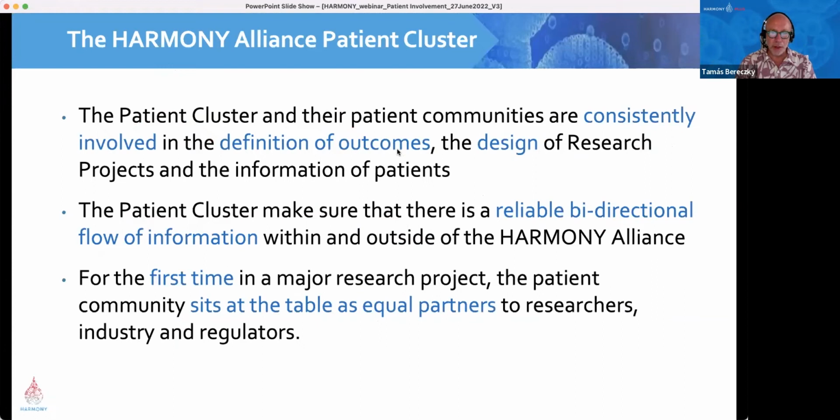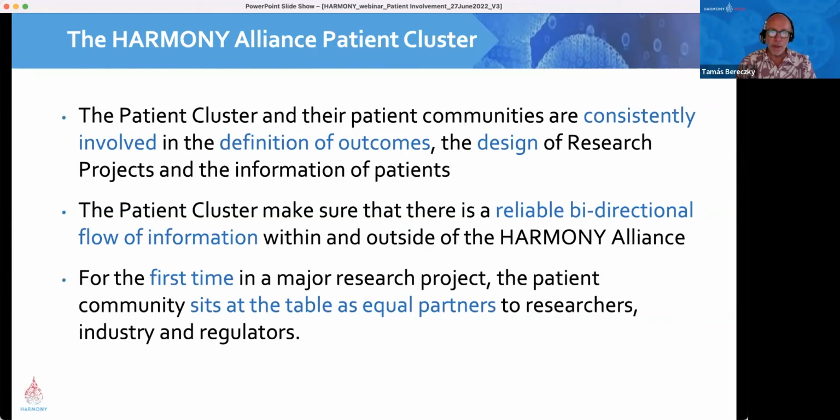Now, the patient cluster have, as I said from the beginning, been consistently involved in the definition of outcomes, and you could hear and read about this quite a bit in the course of getting ready for the midterm review of Harmony Plus recently, last Friday. But also previously, when core outcome sets were defined for the Harmony project a couple of years ago, with a relevant publication that emerged from this exercise, and there will be more coming.